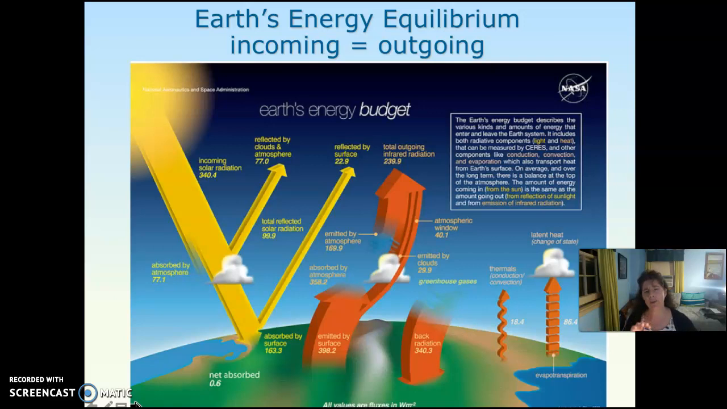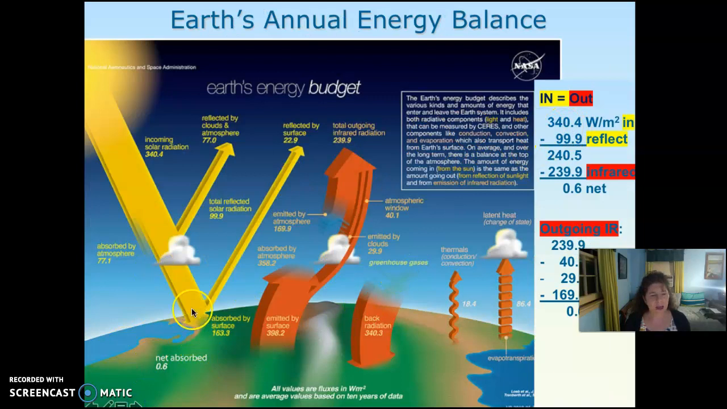Finally, Earth's energy equilibrium: what comes in equals what's going out. This is out of NASA and their CIRRUS satellites, and it looks complicated, and what it comes down to is this. Whatever comes in yellow either gets reflected out or absorbed, and all of the orange is moving out. The numbers add up. Let me show you. What we're talking about is 340 incoming solar radiation units, and we balance that by reflecting out 99 units and emitting out 240 units.